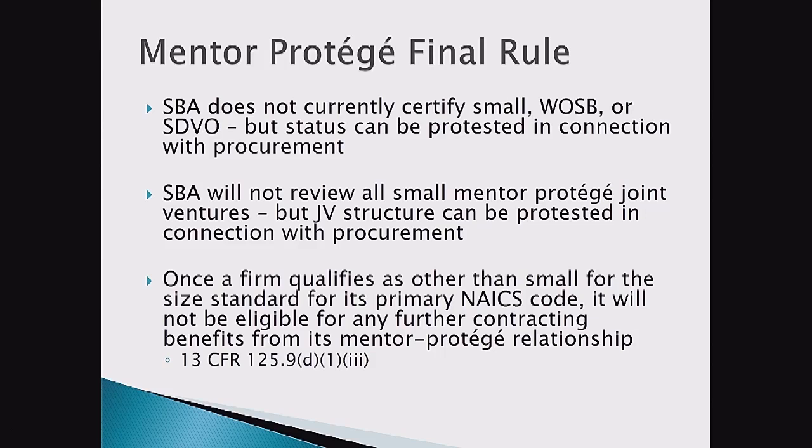We do not review joint venture agreements for all small. We continue to do it for 8A because that's what the rules say, that it has to be reviewed by SBA for an 8A contract. But for this, we are not going to be in the business of reviewing the joint venture agreement in all cases, but of course it can be protested. At that point, if you haven't written your joint venture agreement to comply with our rules, you may be found to be ineligible. And then once you qualify as other than small for your primary NAICS, you can't do any more contracting under the mentor-protégé relationship.